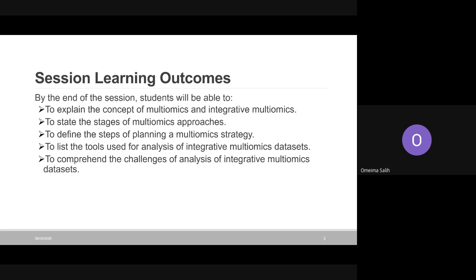By the end of this session, you will be able to explain the concept of multi-omics and integrative multi-omics, state the stages of multi-omics approaches, define the steps of planning a multi-omics strategy, list the tools used for analysis of integrative multi-omics datasets, and comprehend the challenges of analysis of integrative multi-omics datasets.